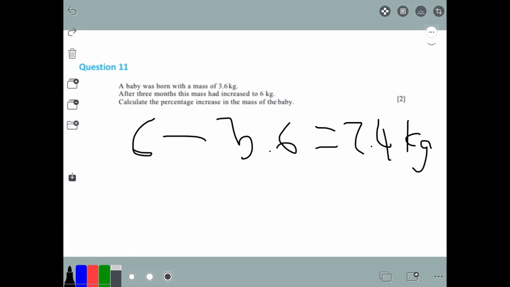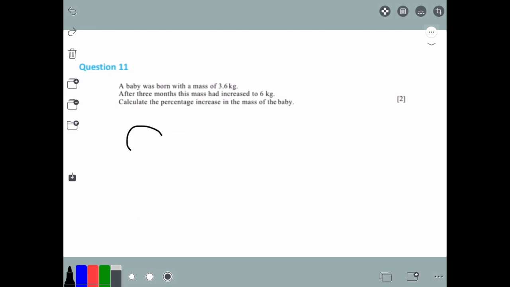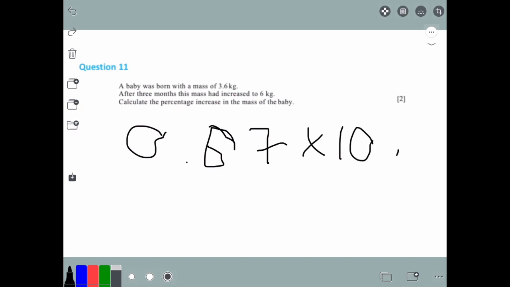Now we have to find 2.4 as a percentage of 3.6. To do that, we need to divide 2.4 by 3.6, which is 2/3 or 0.67. We have to multiply this by 100 to get the percentage, which is 67% to the nearest whole number.